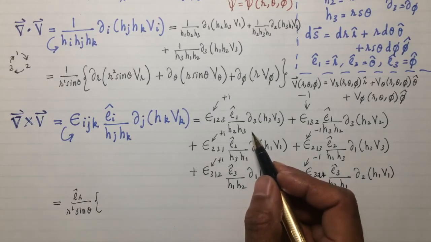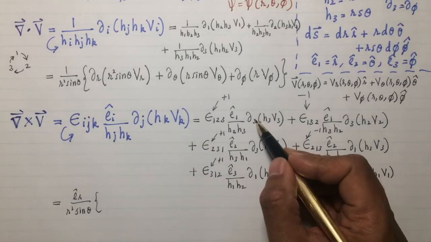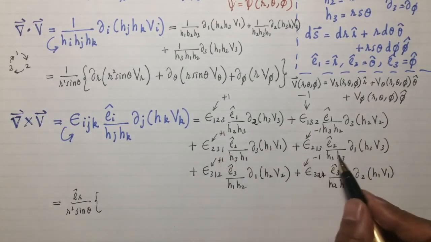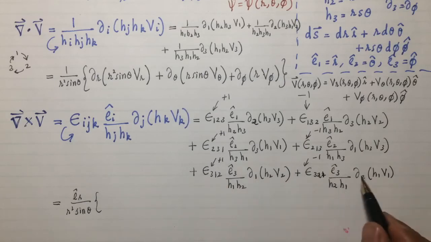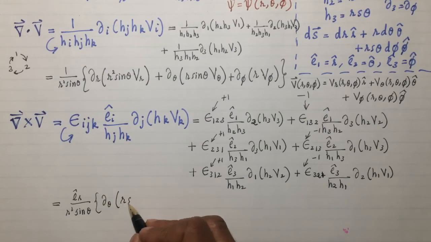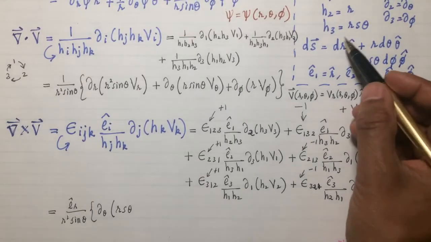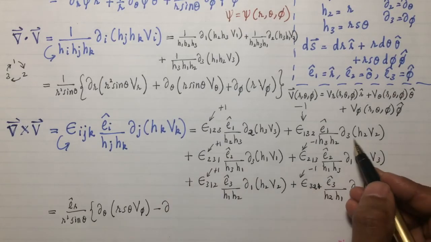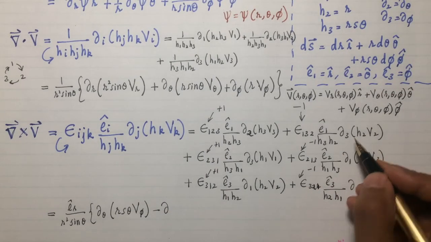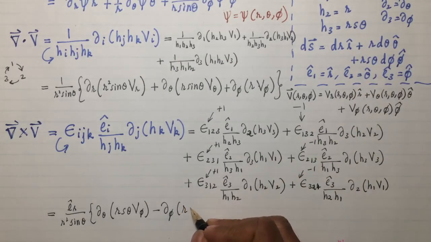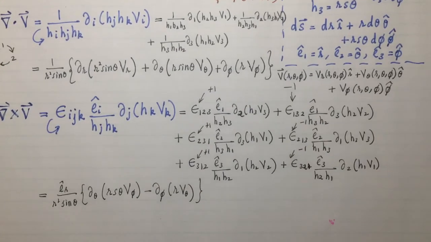Actually this was 2, del 2, because I just noticed that this is 2 and that should be 2, 3, 3. Let me just make sure I got this right. Yeah, everything else is good. So del 2 is actually going to be del theta, and h3 is r sine theta from here, v phi, minus del 3, which is phi, h2, which is r, v2, which is v theta. So that's the r hat component of the curl.